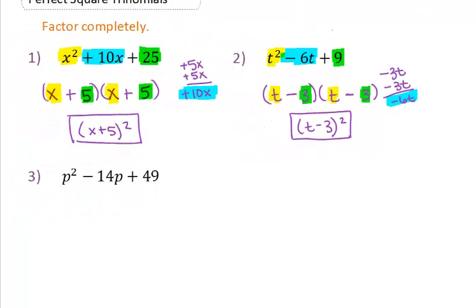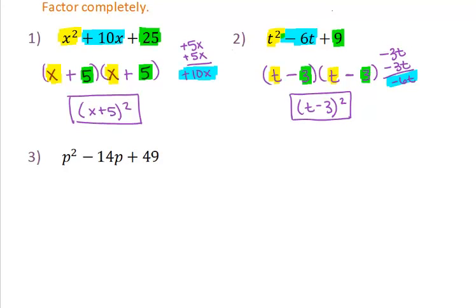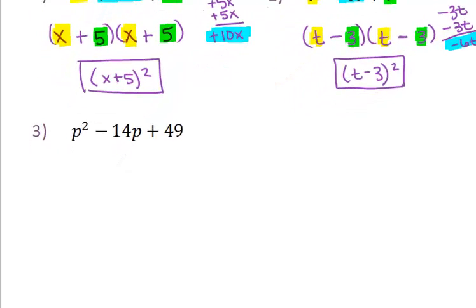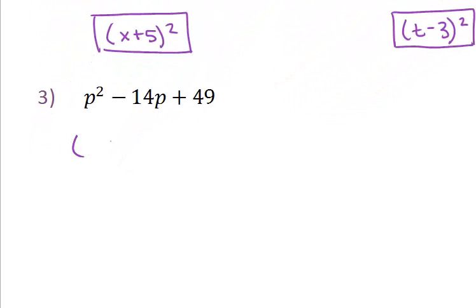Example number 3. If you have not tried it on your own, go ahead and pause it and try it on your own here. No common factor. It is a trinomial, so we start with our parentheses. We need something times something to give us p squared, and that comes from p times p. Then we need something times something to give us 49. We have a couple of choices, starting with the ones that are closest together, is 7 times 7.